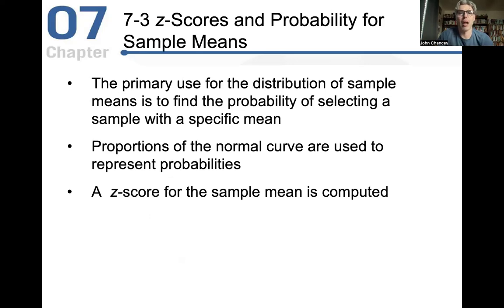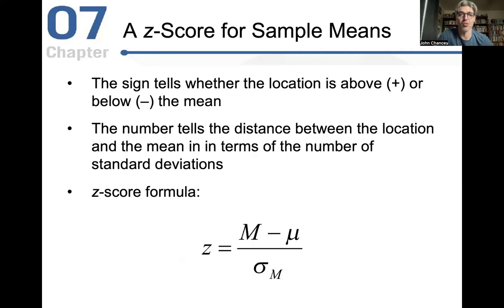Okay, so the scores and probability for sample means, or z-scores, excuse me. The primary use of our distribution of sample means is to find the probability of selecting a sample with a specific mean. Proportions of the normal curve are used to represent probabilities, and we're creating z-scores for the sample mean. We're trying to compute z-scores again.